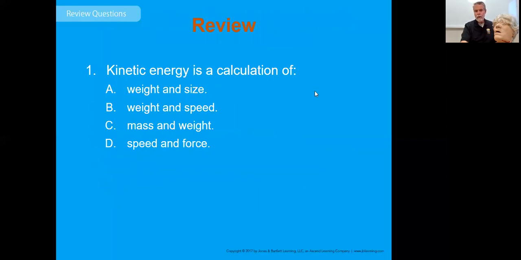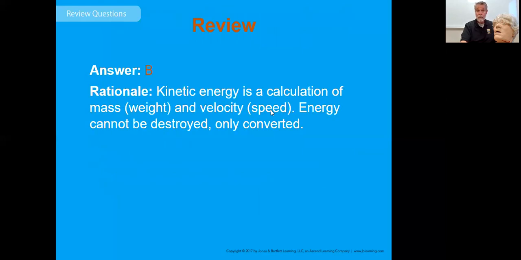So I always tell you this is going to come up, right? Here's just the first review question we'll look at. Kinetic energy is a calculation of weight and speed. Let's see, weight and speed. Kinetic energy is a calculation of mass and velocity, speed. So, right, you see what they did? Mass. Isn't mass equal to weight? Yes. Velocity, is that equal to speed? So they might have worded it differently, but it was still giving you the idea that, hey, that's what we're looking for.